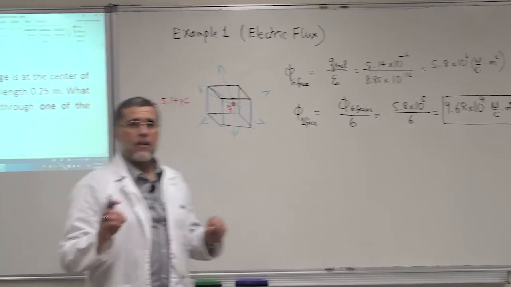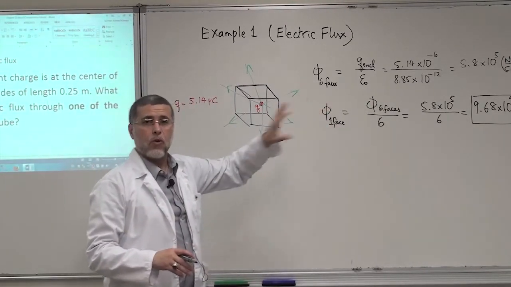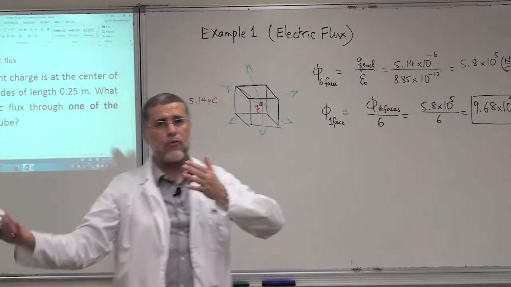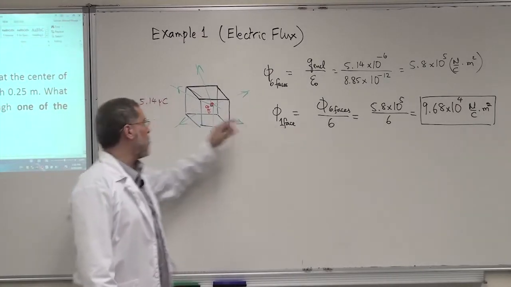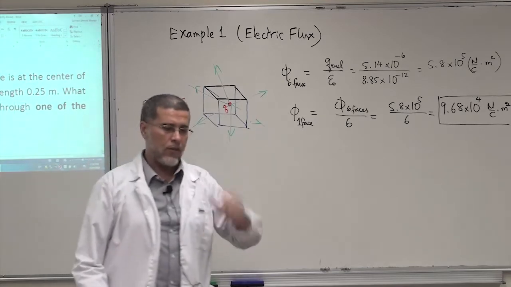However, if the charge was not in the center of the cube, you could not do all this, because the flux through one face is different from the flux through the other face. So you cannot just divide by 6. Here we are dividing by 6 because the flux through each face is equal. They are all equal.